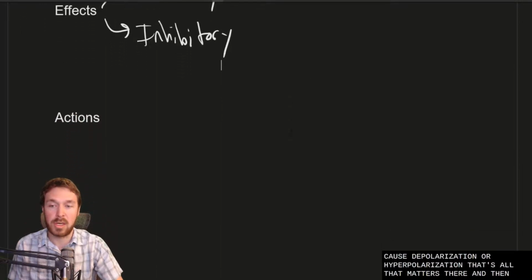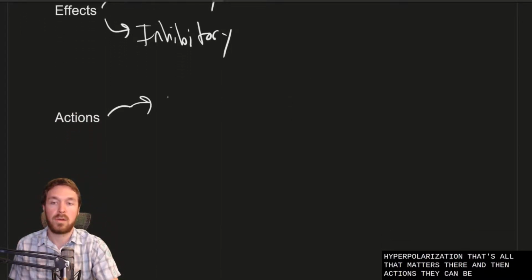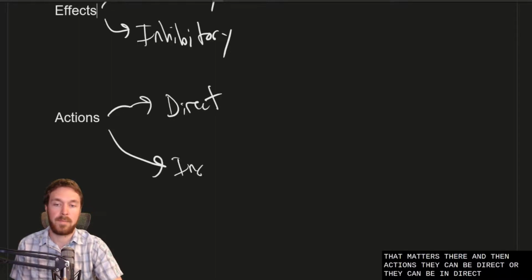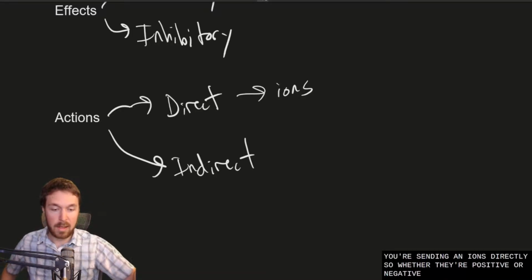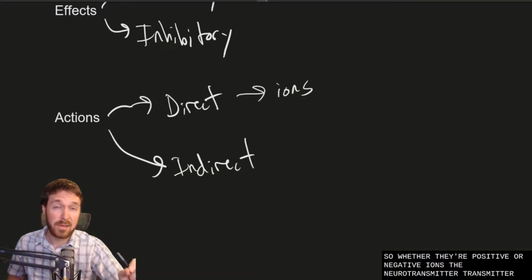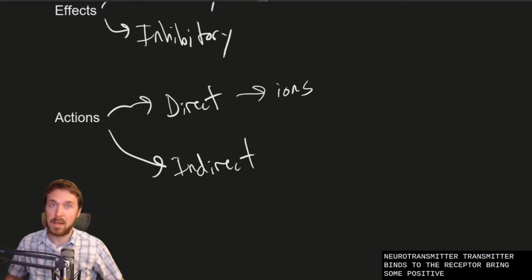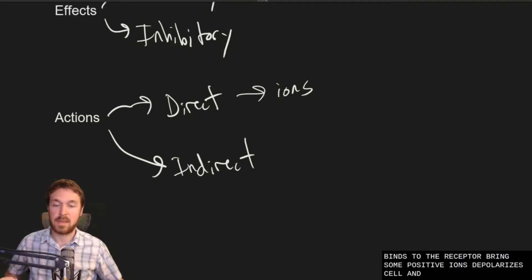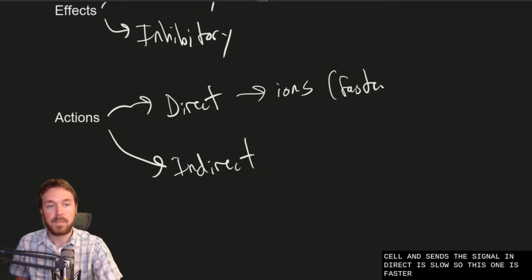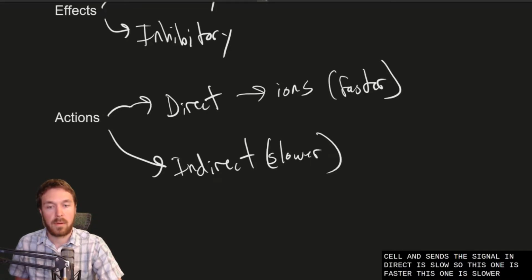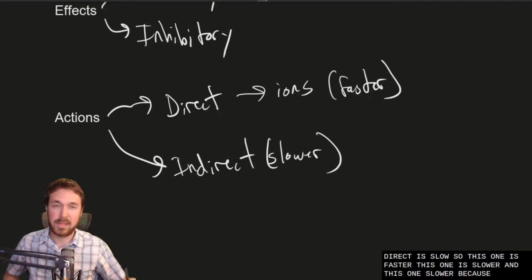And then actions, they can be direct or they can be indirect. Direct means you're sending in ions directly. So whether they're positive or negative ions, the neurotransmitter binds to the receptor, brings in positive ions, depolarizes the cell, and sends the signal. Indirect is slow. So this one is faster. This one is slower. And this one's slower because it has to go through secondary messengers.